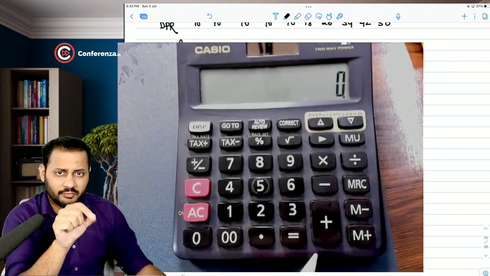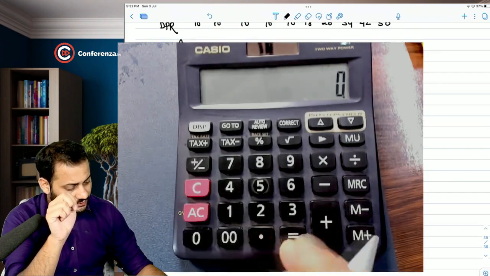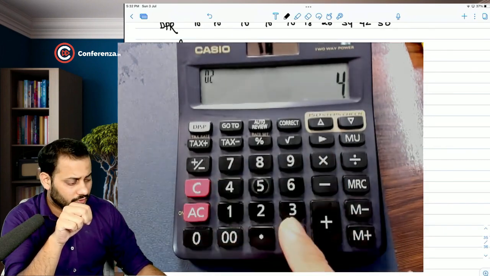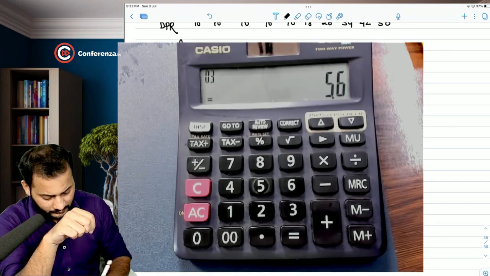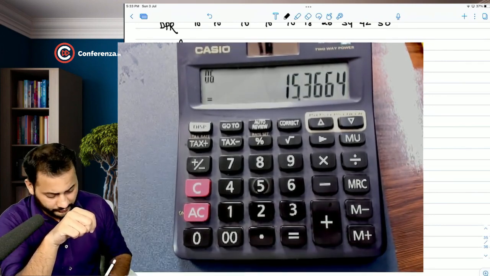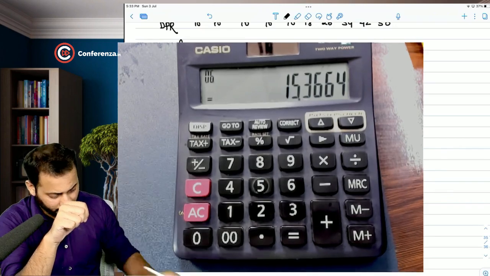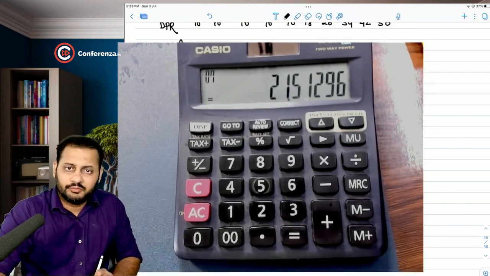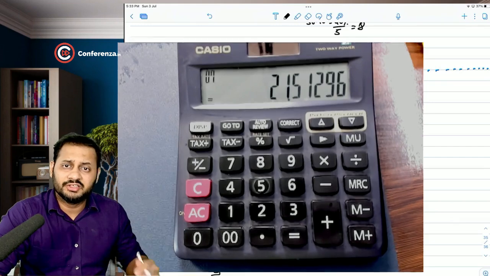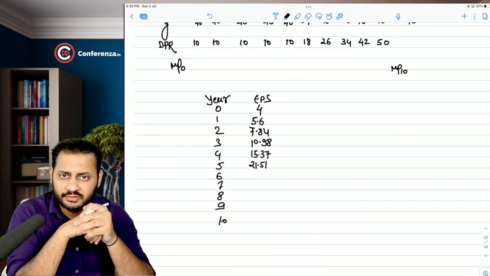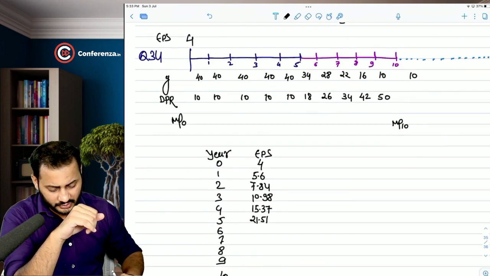Because I want to add 40% every year, I am going to do it like this: 1.4 into 4 equals 5.6, equals 7.8, equals 10.98, equals 15.37, and then again equals 21.51. From this point, the growth rate every year is changing, and that's why we will do the calculation individually now.